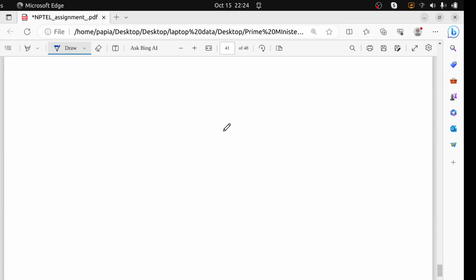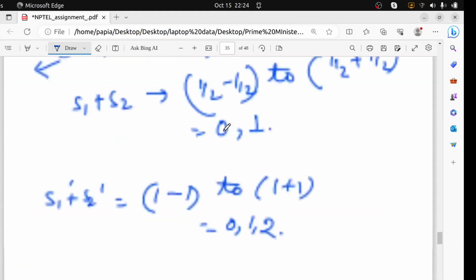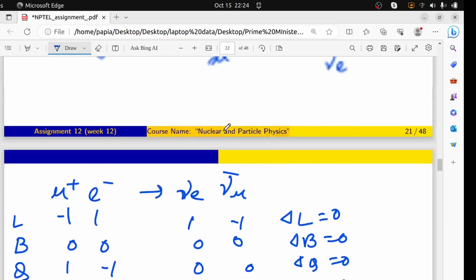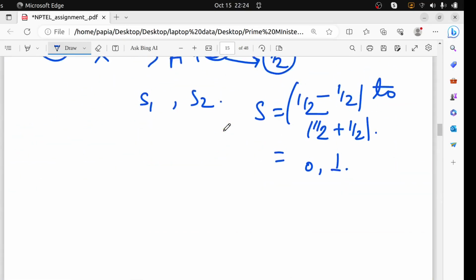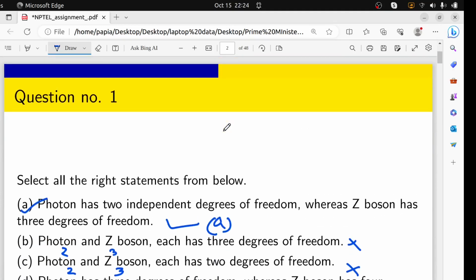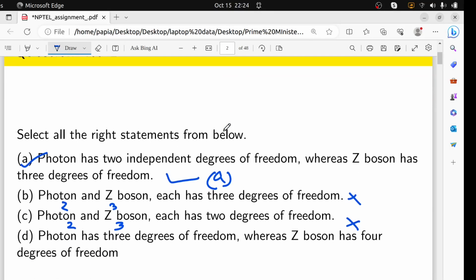These are all the total 9 questions from the previous year assignment, week 12. So I am going to recap it a little bit more. This is the first question. Select all the right statements from below. Photon has 2 independent degrees of freedom, whereas Z boson has 3 degrees of freedom, and this is the correct one.